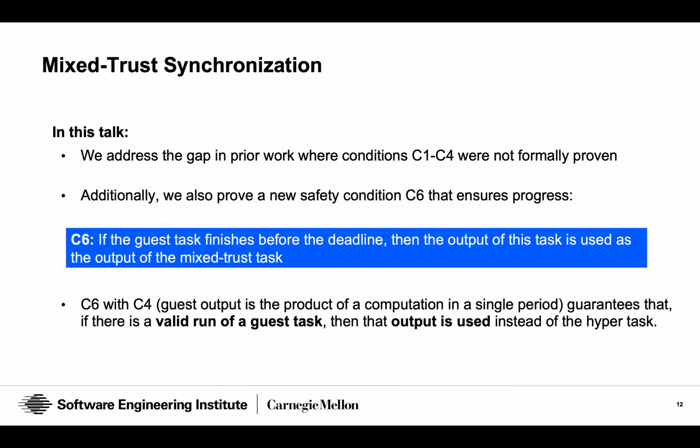So condition C6 says that if the guest task finishes before the deadline, then the output of this task is used as the output of the mixed trust task. This condition, together with C4, that says that the guest output is the product of a computation in a single period, guarantees that if there is a valid run of a guest task, then that output is used instead of the hypertask.